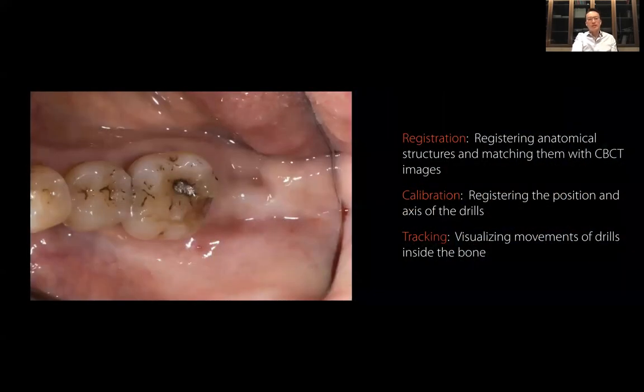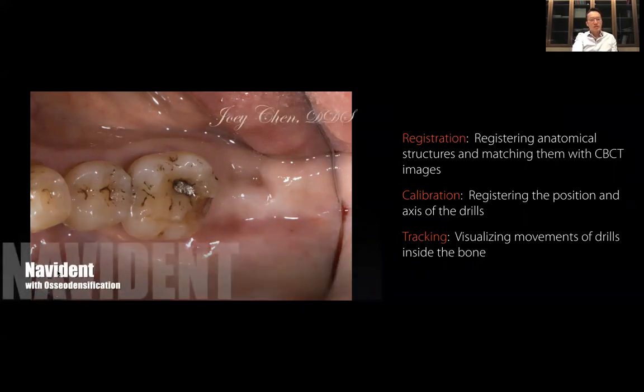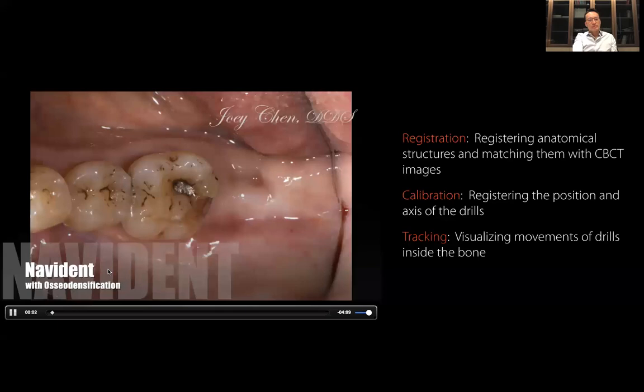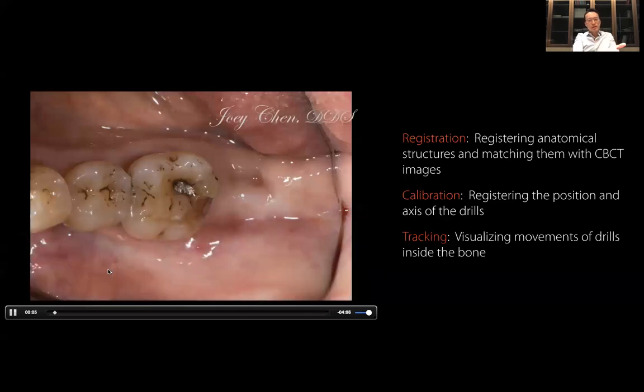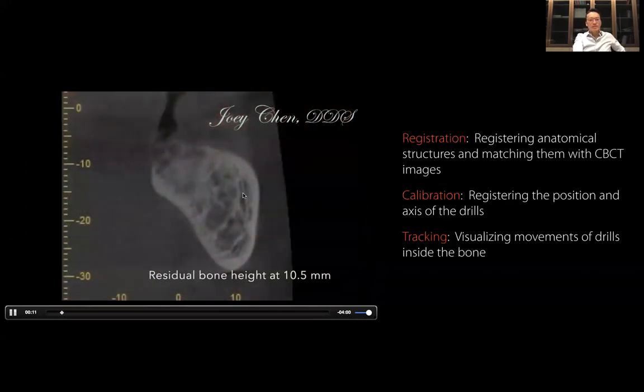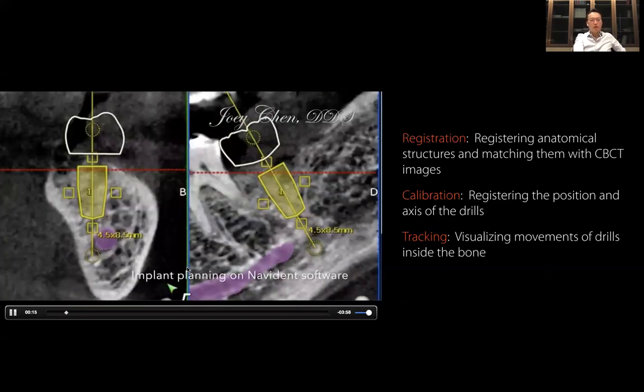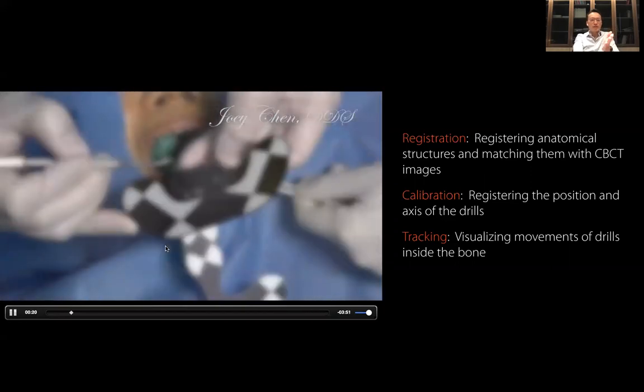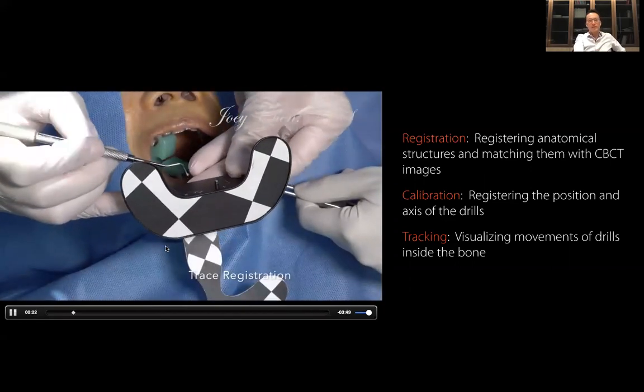So here is a short video on how these 3 steps work, so it can make a little more sense to everybody. This is a partially dentulous case. The patient is missing the mandibular left second premolar. This is the pre-op CBCT scan. We can see the height and the width of the bone. On the planning software, I planned the angulation and the position of the implant.